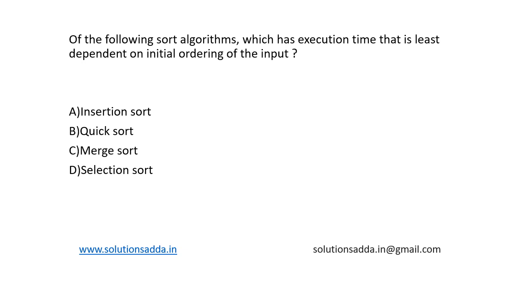Option B, quicksort. Quicksort gives the worst case time complexity when the input is sorted. So there is also a dependency on the initial ordering. Option D, selection sort. Selection sort gives least number of swaps if the input is sorted. So here also there is a dependency. But for option C, merge sort, it is independent of the initial ordering of the input. It gives a time complexity of n log n always. So option C, merge sort, is the correct answer.